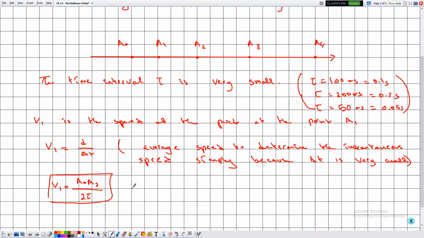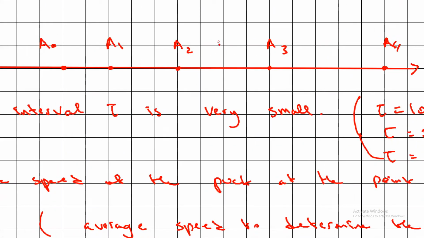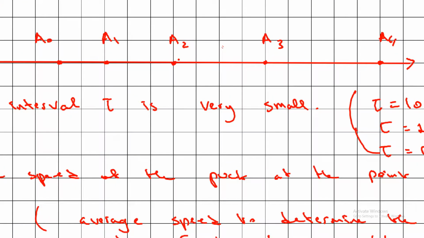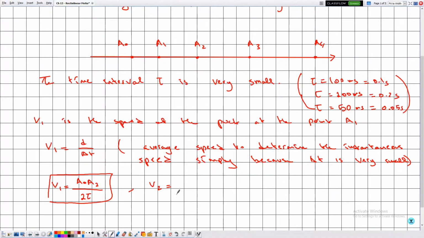Okay. So for example, if you are interested in determining the speed V2, so V2 represents the instantaneous speed of the puck at this point, which is given by d divided by delta t. We are using the formula of the average speed. We are allowed to because the duration delta t is very small. So the smallest distance around the point A2 is given by A1A2 plus A2A3, which is given by A1A3 divided by 2 tau.